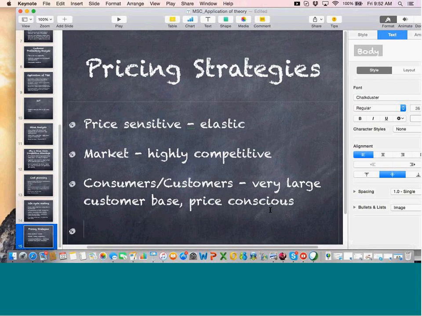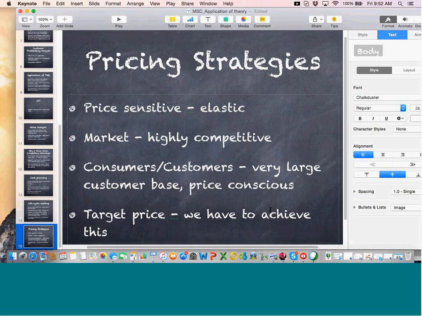Exactly. So in this case, will we go to full cost? No, to a target, because already a target is there. There's a ceiling, a market price, and we cannot exceed it. So it is on our part to reduce our costs to increase margins. We have to strive.